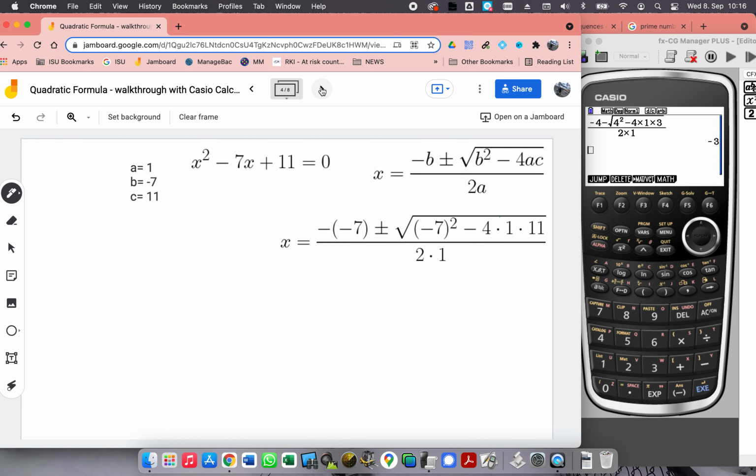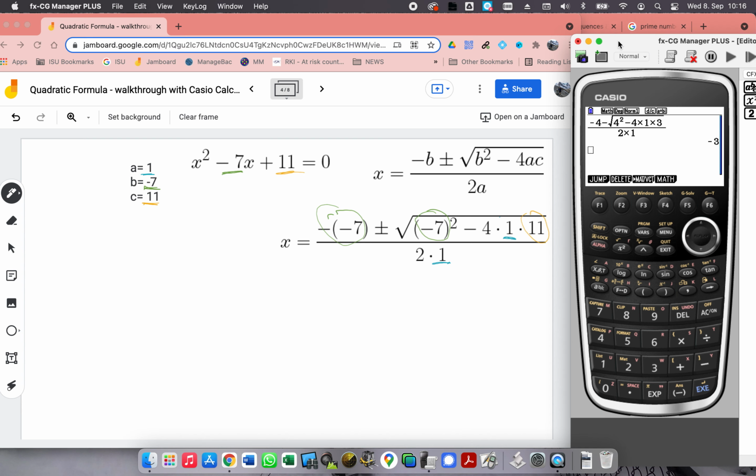So here, A is 1, which is here and here. B is -7, which is here and here. And C is 11, which is just here. Now, on the calculator here, I'm going to leave it like this and then just change the numbers I need to change.